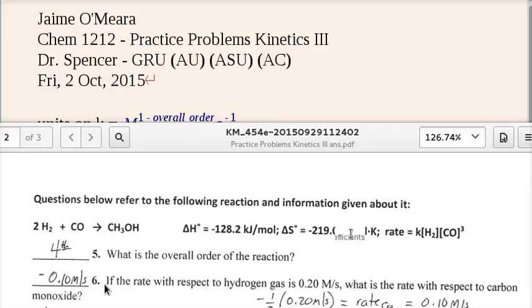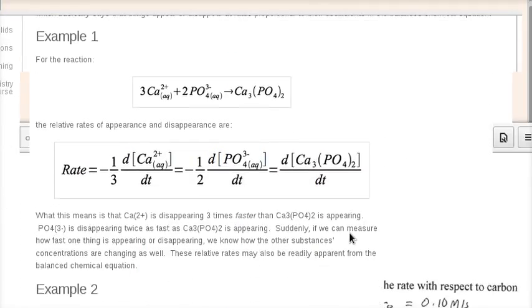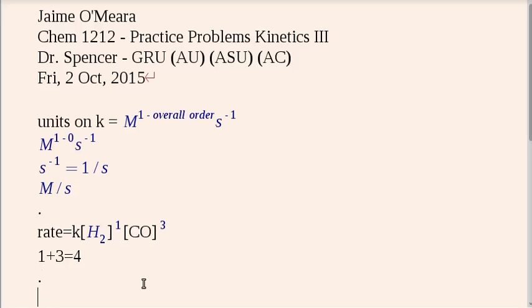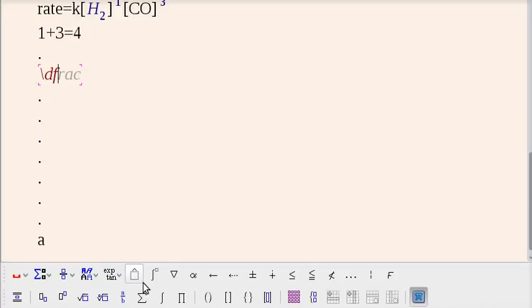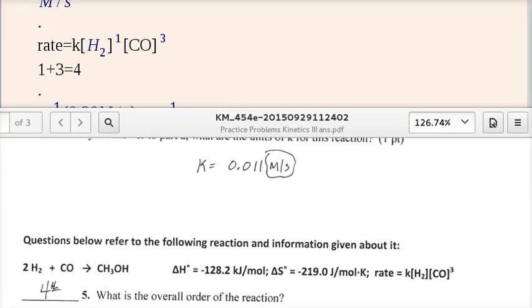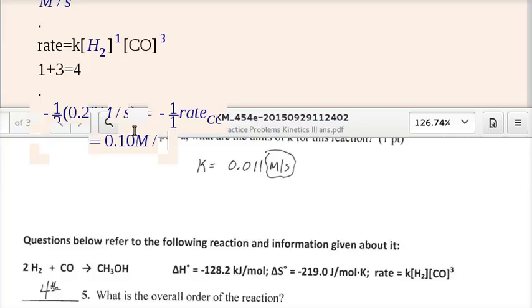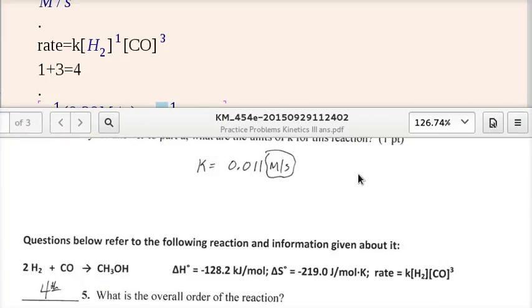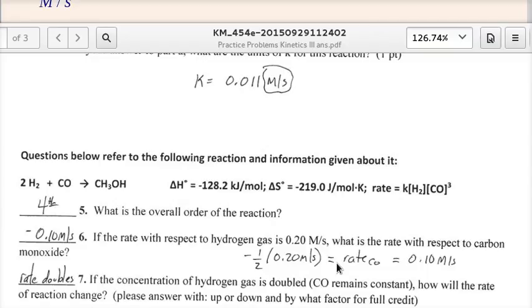Number 6. For 6, we use this usual formula. And so that would be 1 over 2. So you just plug it into this formula, and I would put a negative in front of both of these because they're both reactants. Dr. Spencer seems to leave the negative out right here. And then she gets a positive number, and then she just kind of puts the negative on here.